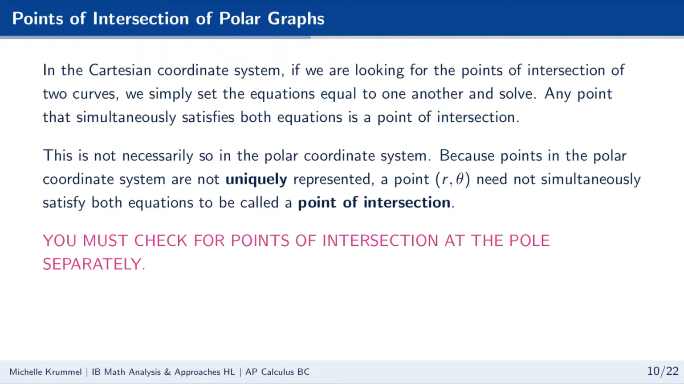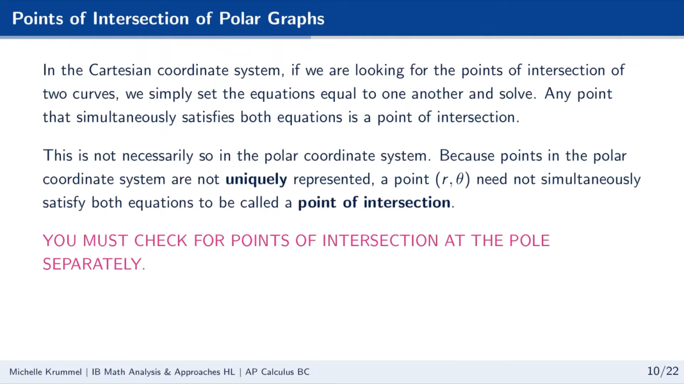The next thing we're going to look at is how to find the area between two polar curves. So you might have two polar curves that overlap or intersect, and you could be looking for the area in between the two curves. So let's think about how we find points of intersection. Well, in the Cartesian coordinate system, if we want to find points of intersection, we just set our equations equal to each other and solve. Any solution we get that simultaneously satisfies both of our equations is called a point of intersection.